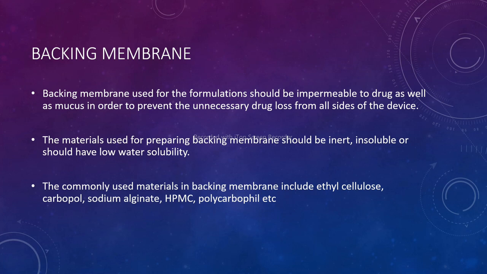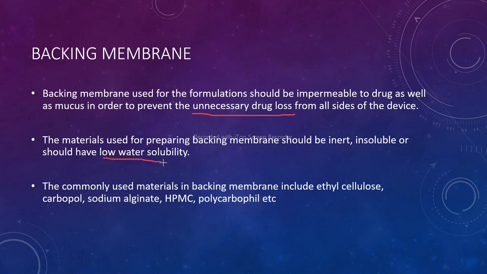The drug especially has to pass through your membrane only. So this dosage form is made in a way that the drug does not pass from the backside of your dosage form. It is made so that the drug will only pass in one direction. That is why the backing membrane is being used. The backing membrane used for the formulation should be impermeable to drug as well as mucus. So it should have the characteristic that the drug should not go through the membrane, and any mucus from the outside surface should not come inside. It will help prevent unnecessary drug loss from all sides. Material used for the preparation of the backing membrane should be inert, insoluble, with low water solubility.